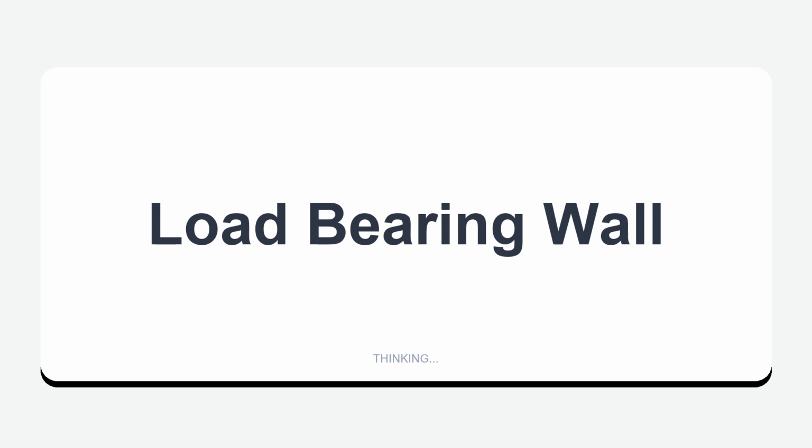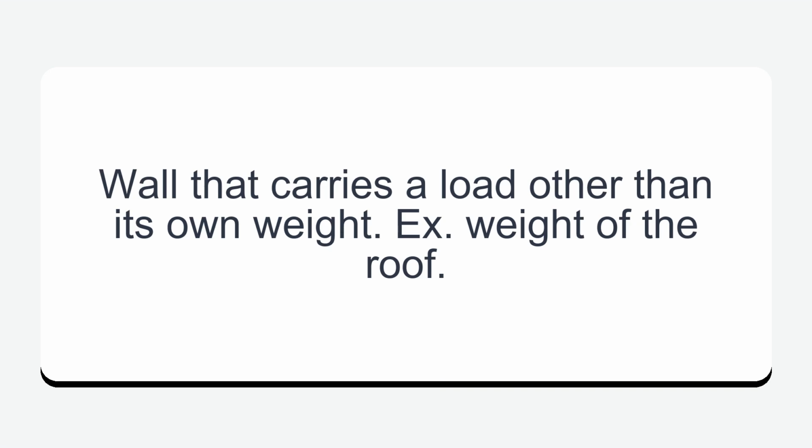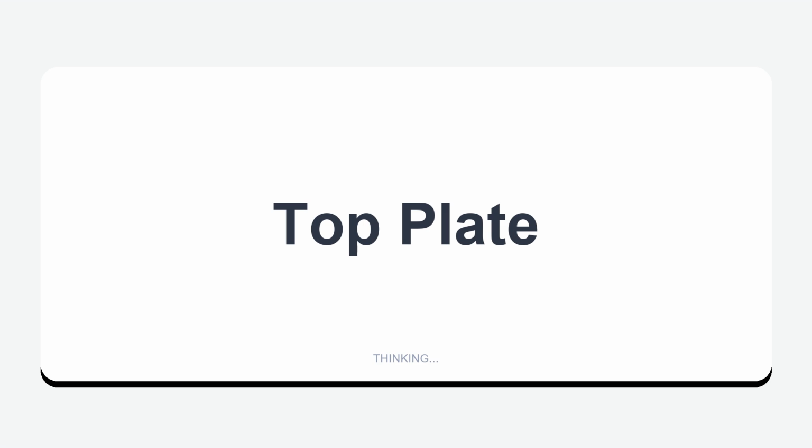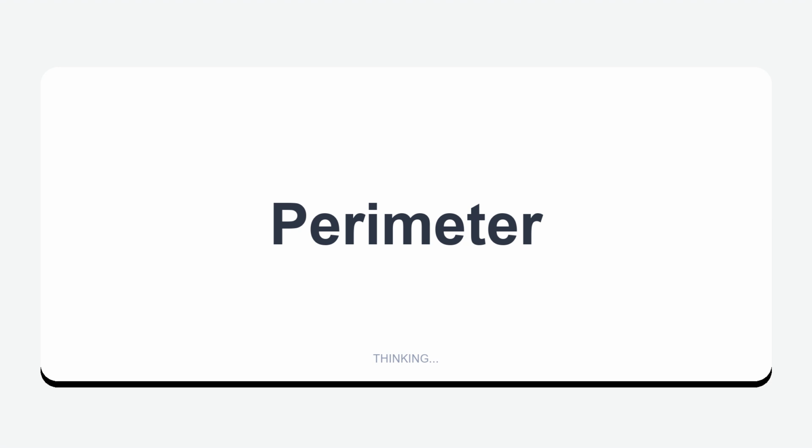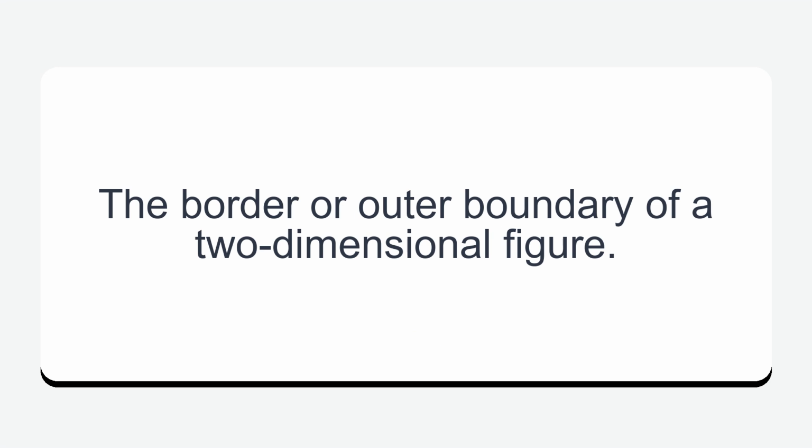Load-bearing wall. Wall that carries a load other than its own weight, such as the weight of the roof. Top plate. A horizontal structural member located on top of the studs used to hold the wall together. Perimeter. The border or outer boundary of a two-dimensional figure.